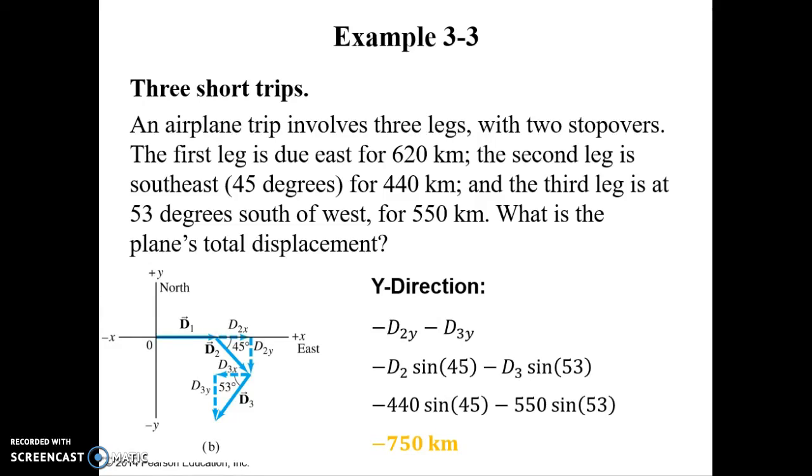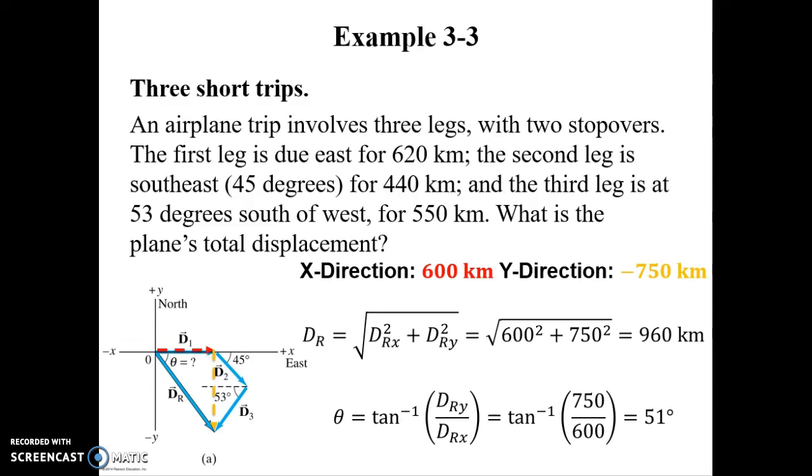Step 3. Add up all vectors in the y direction. We have negative d2y and negative d3y. We can break up d2y and d3y into sines, and we get a value of negative 750 kilometers. Now that we know our resultant components, we can figure out the magnitude and direction of our resultant vector dr.